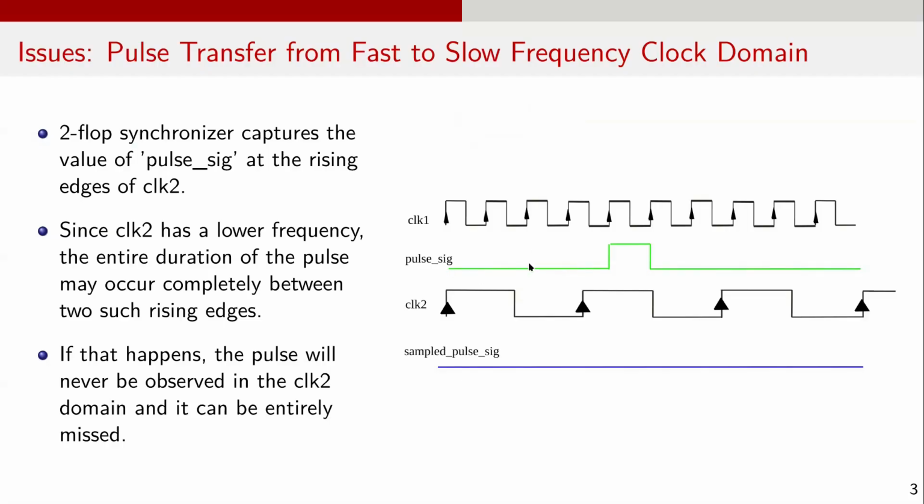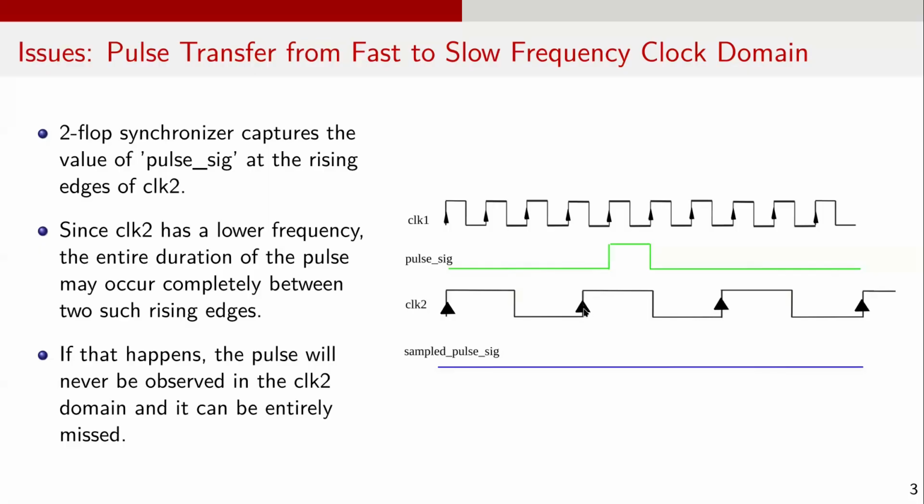Consider the waveform diagram. In the source clock domain, we have a pulse signal called pulse_sig. A pulse over here means a signal which goes high for exactly one clock cycle in CLK1 and then returns to low. During the transfer, when the 2-flop synchronizer in clock domain CLK2 samples this pulse signal, it only captures its value at the rising edges of CLK2.